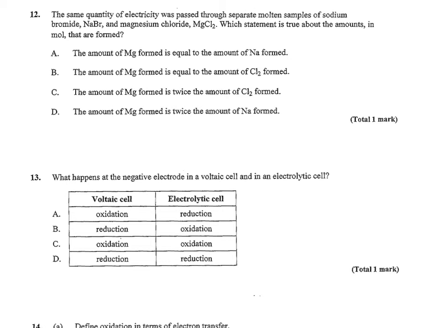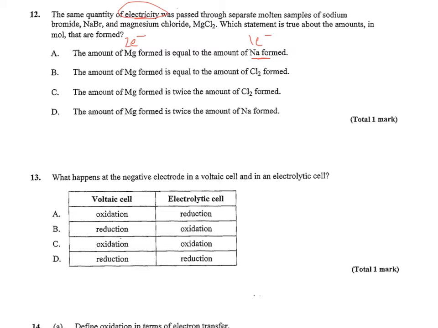Number 12 says the same quantity of electricity was passed through separate molten samples of sodium bromide and magnesium chloride. Which statement is true about the amount in moles that are formed? A says the amount of magnesium formed is equal to the amount of sodium formed. And that's not true because magnesium is going to need 2 electrons to every 1 electron that sodium needs. And if you're passing the same amount of electricity, the same number of electrons, more sodium should be forming.